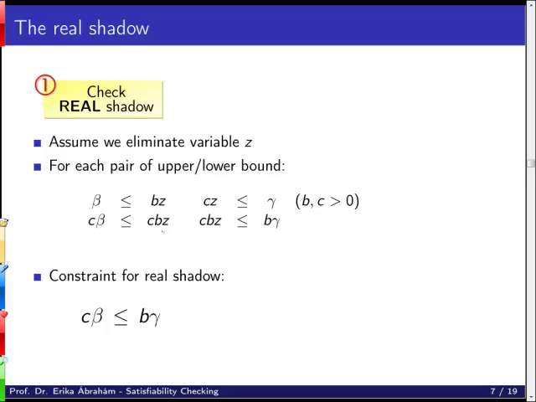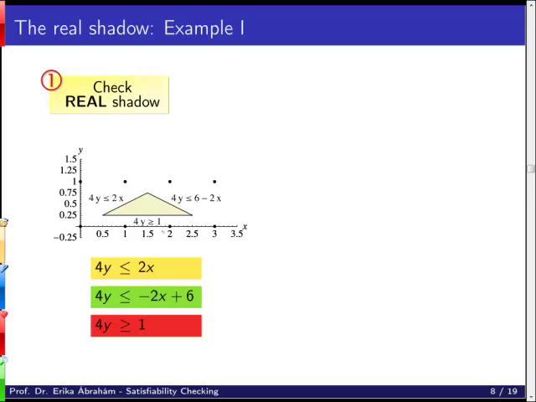So let us have a look at an example. We have three constraints defining this polytope as a solution space. And you see that actually there are no integer solutions inside. The reason is that the haze of this polytope here does not contain any integer solutions.